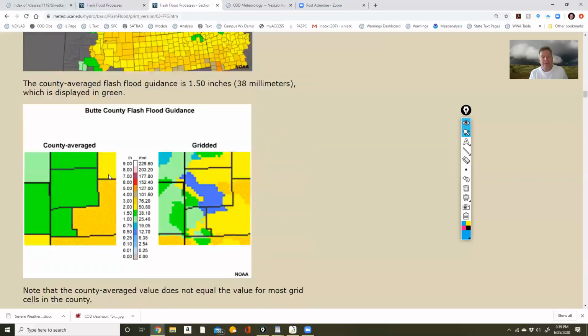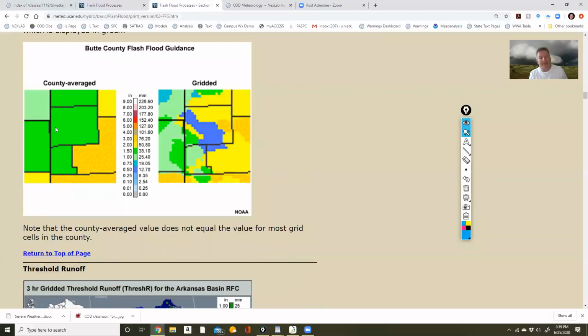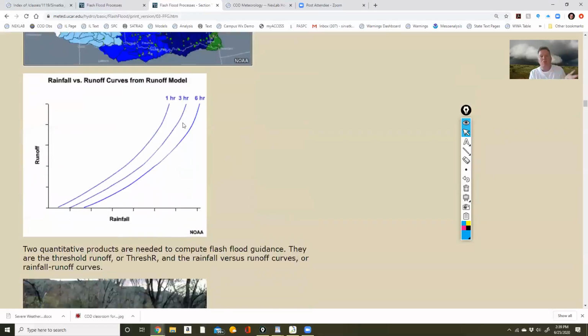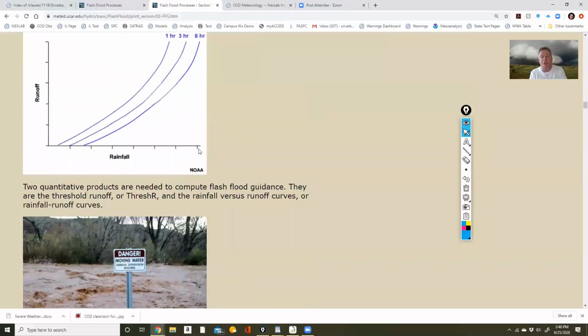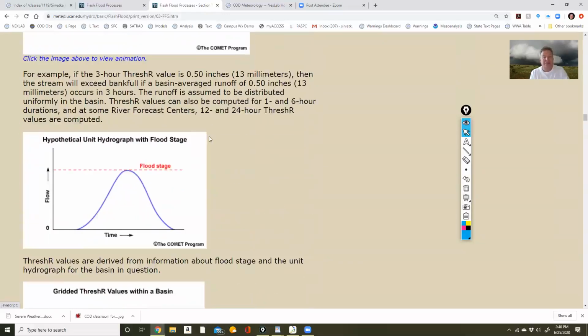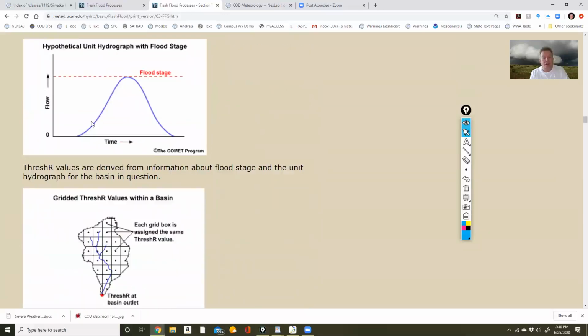Okay? So obviously county average doesn't give you the important thing of gridded. That's kind of what they're talking about. Here they're talking about thresh R. You might need to use this for the quiz, but I'm not going to ask you this in a test. Okay? We're talking about the hydrographs. We did mention that before.